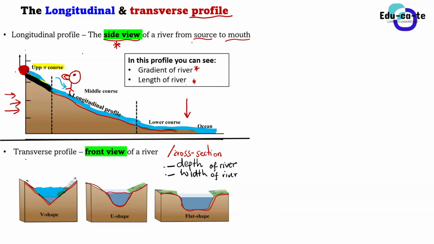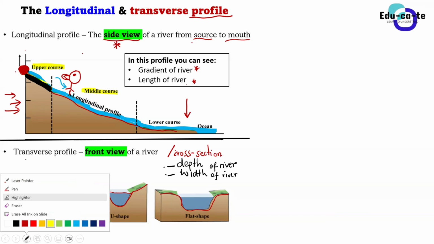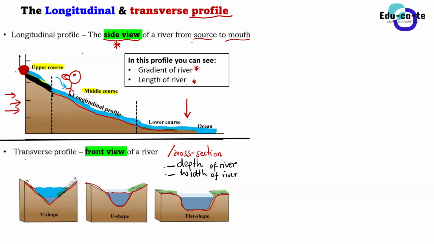And then when the river is now flowing in this middle section, it is in its middle course. So after the upper course, when the river starts flowing in this new region here, we have got a middle course. So we say that the river is in its middle course.